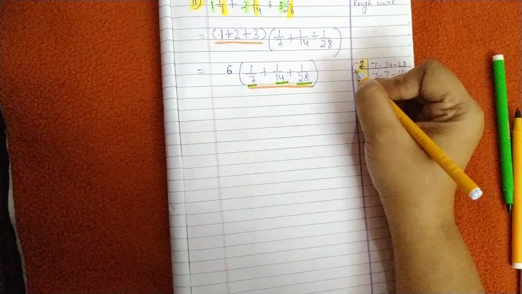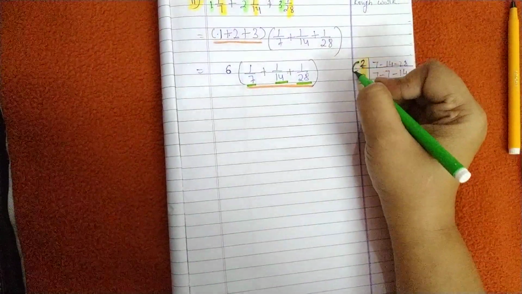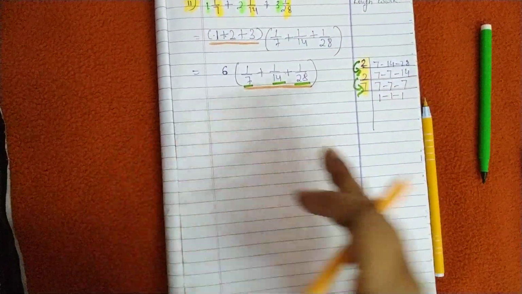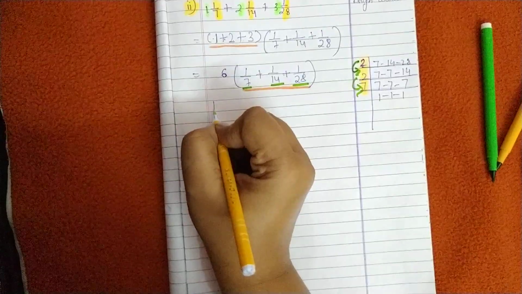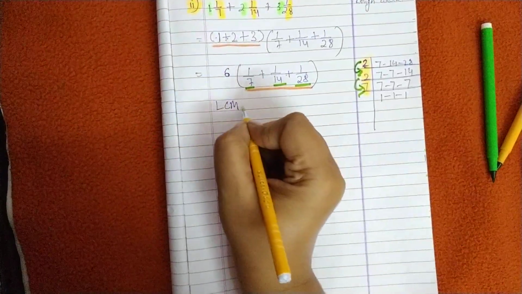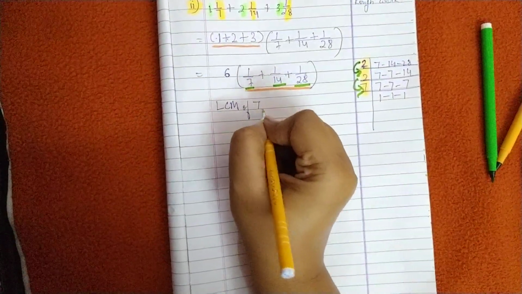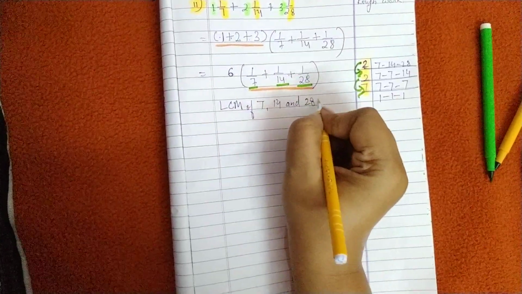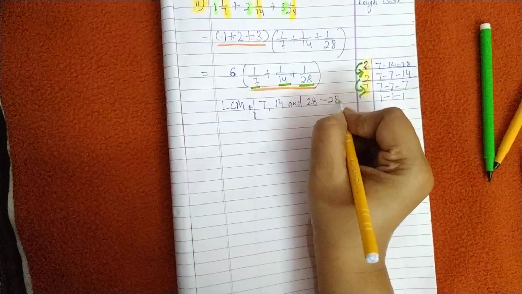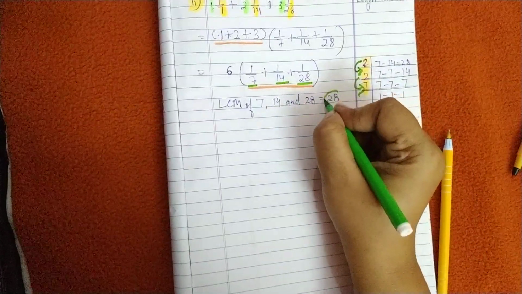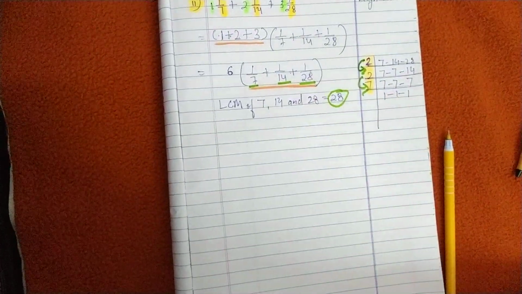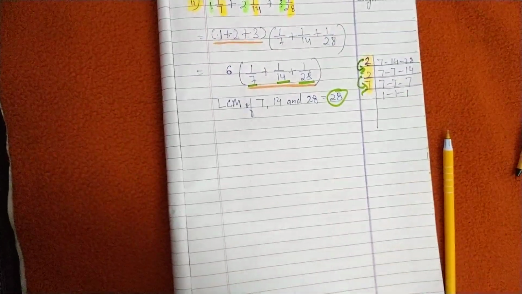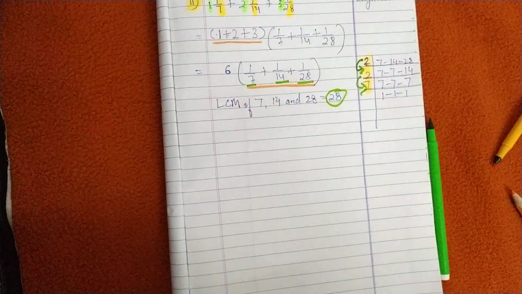So 2 into 2 is 4. 4 into 7 is 28. So children, what will I be writing here? LCM of denominators 7, 14 and 28 is equal to 28. So this 28 is what children? LCM. LCM of denominators 7, 14 and 28. Very good.